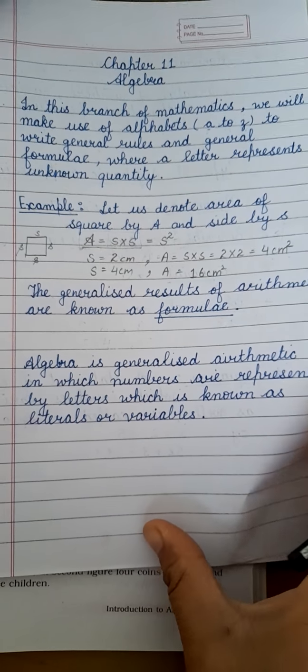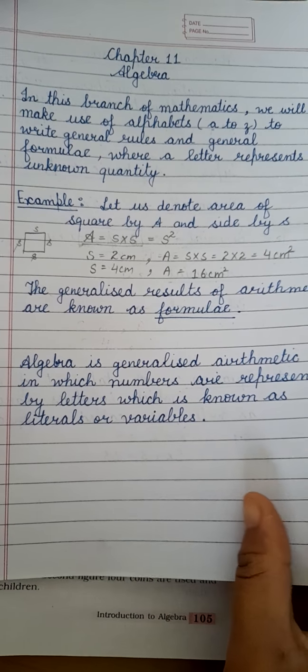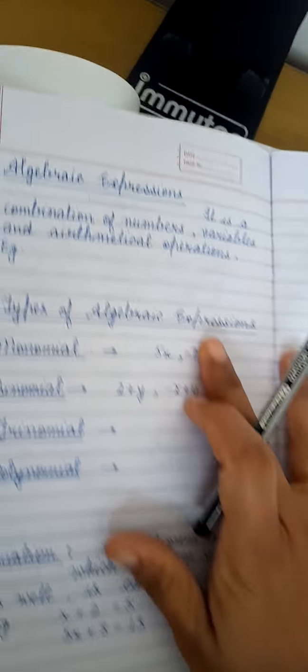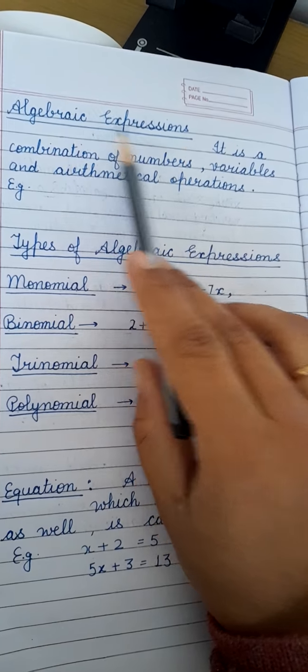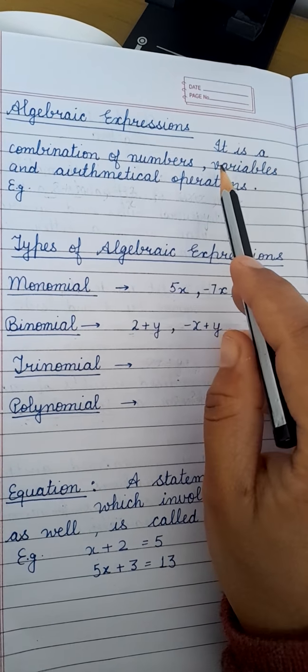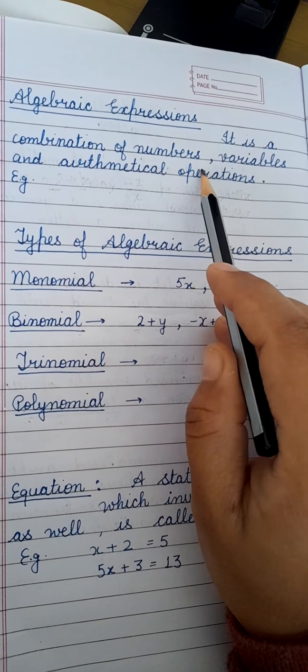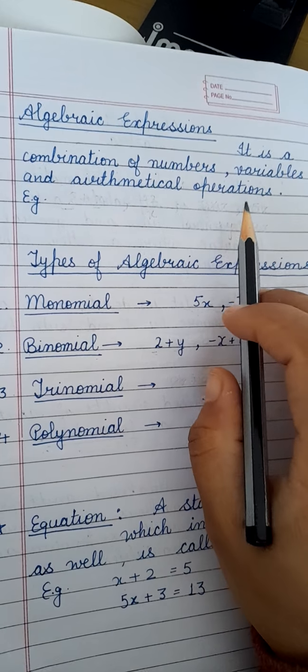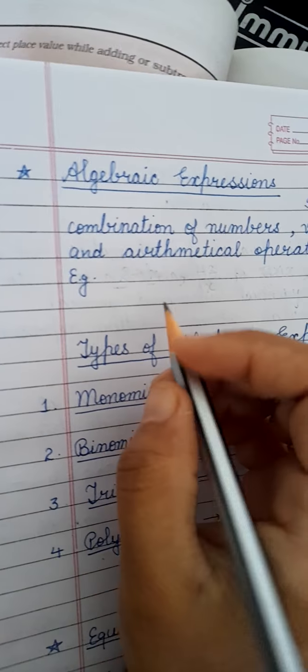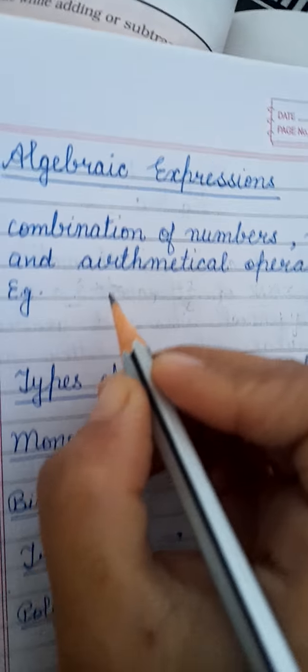Now the next topic of this algebra is very important, that is algebraic expression. In the whole chapter we are going to use this algebraic expression. What is it? It is a combination of numbers, variables and arithmetical operations.